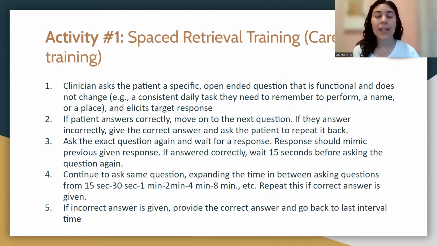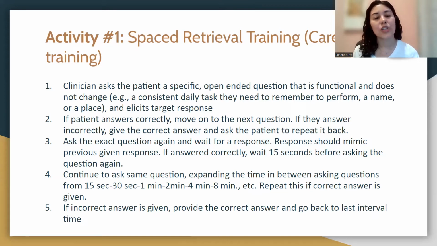If answered correctly, then the clinician or caregiver will wait 15 seconds before asking the question again. Then they would continue to ask the exact same question, hoping to elicit the exact same target response, always expanding the time in between asking questions from 15 seconds to then 30 seconds, 1 minute, 2 minutes, 4 minutes, 8 minutes, etc. Repeat this if the correct answer is given.